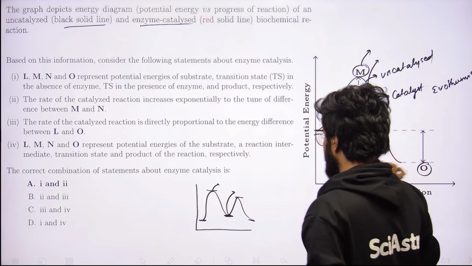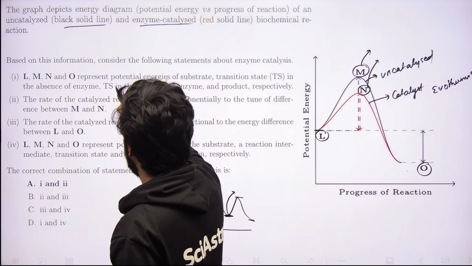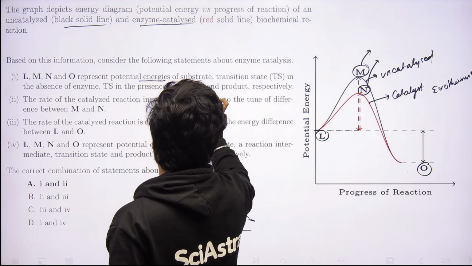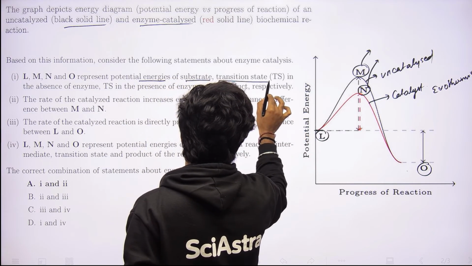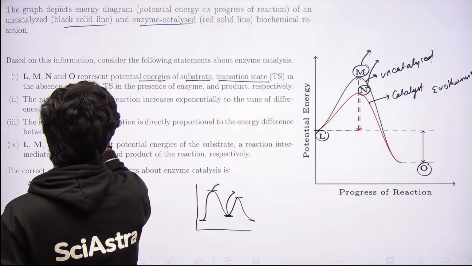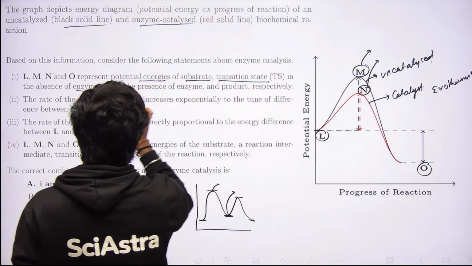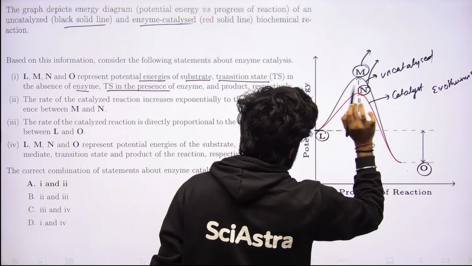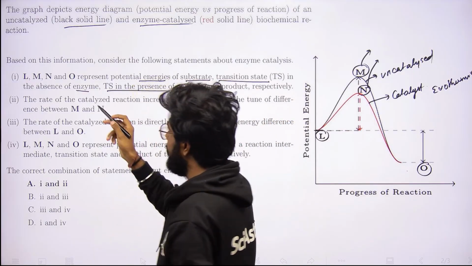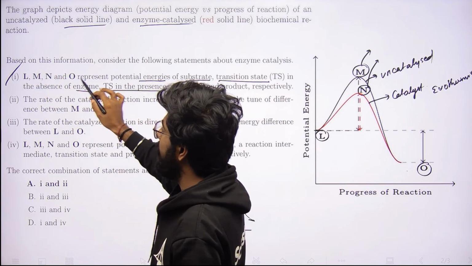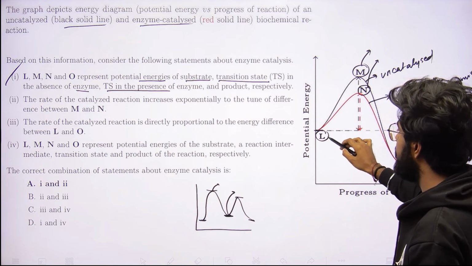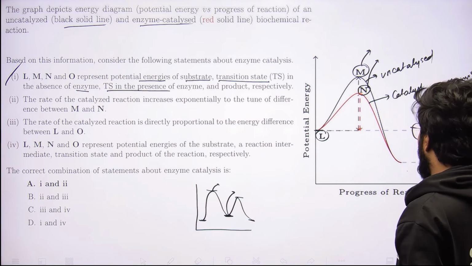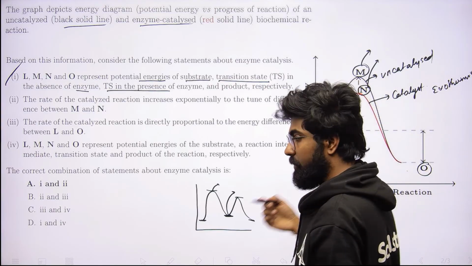Okay, right? So now what they are saying: L, M and N, O represent potential energy of the substrate, the transition state in the absence of enzyme, the transition state in the presence of enzyme, and the product is O. So basically the first statement is true. L, M and N, O are respectively representing the energy of the reactant, the energies of the transition states of uncatalyzed and catalyzed reactions, and the energy of the product in the reaction.